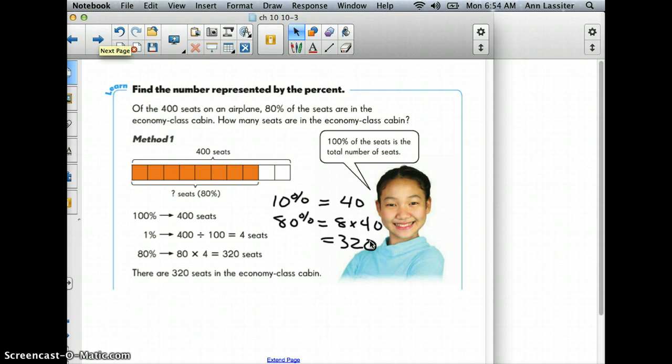The method they talk about is 100% is all of the seats, 400 seats. So 1% is 100% divided by 100, which is 400 divided by 100, which is 4 seats. So 80% is 80 of the 1%. So it's 80 times 4, which is 320 seats. Either way, you come up with the solution that there are 320 seats that are in economy. It also tells you the white section are the remaining seats, so you can find the difference between 320 and 400.